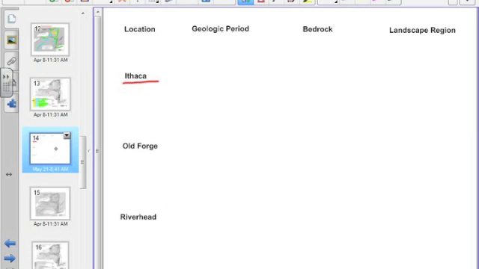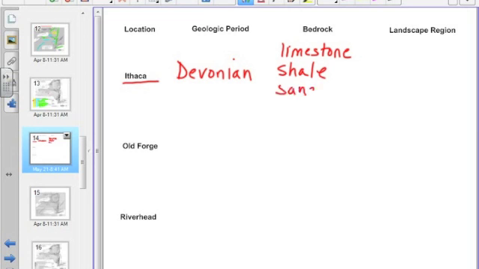So we said Ithaca was Devonian in geologic period. Its bedrock then is limestone, shale, sandstone, and conglomerates. You may recognize all of these as being good sedimentary rocks. All right, so let's look at another city, Old Forge.